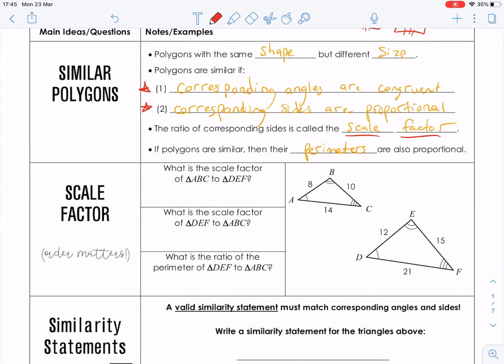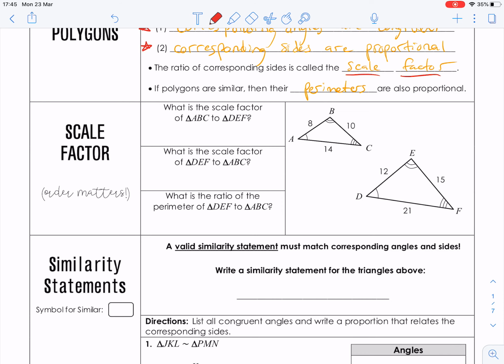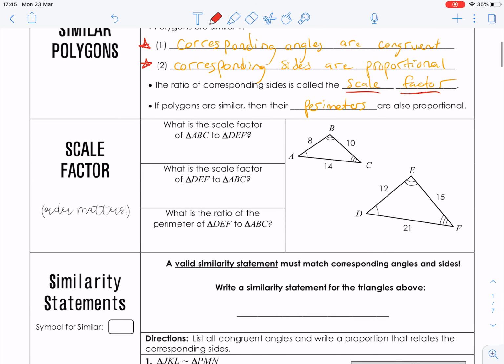So look at the scale factor of these two triangles. Are they similar first off? Let's see. A goes with D. A corresponds with D, meaning those angles are congruent. B and E are congruent, and C and F are congruent, which means they are similar triangles. So we have to be able to see, are the sides proportional? Should be, but let's check.